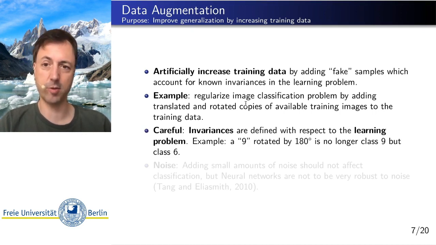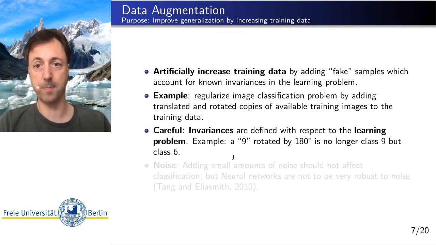You have to be careful. Certain invariances are not with respect to the whole symmetry group. So for example, if we have MNIST, we do classification of handwritten digits and we have a 9, we rotate it by 180 degrees, then it's a 6. So the class has changed. So you're not invariant with respect to the full rotation. So what is an invariance depends on the specific learning problem.